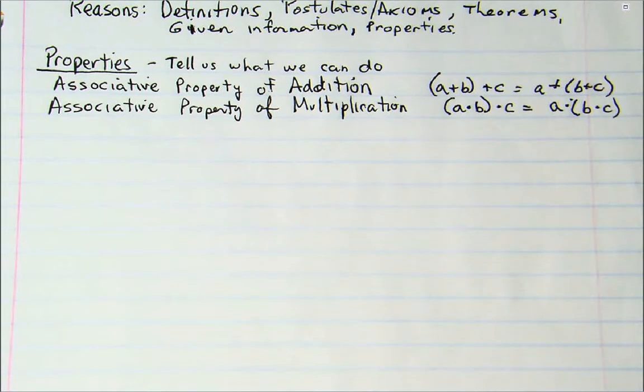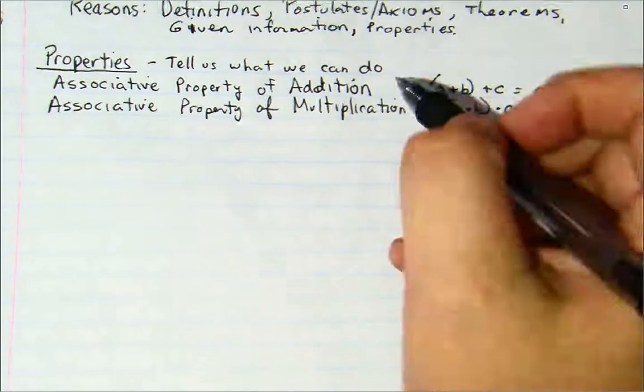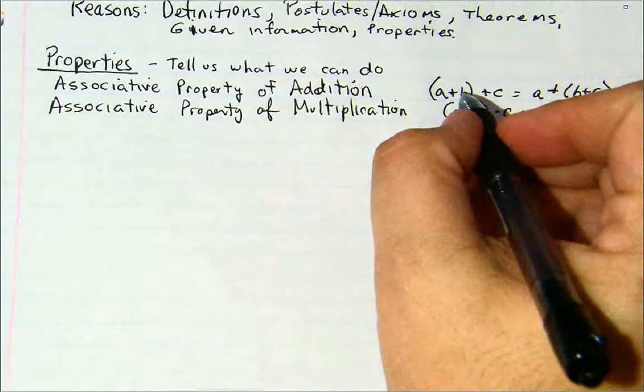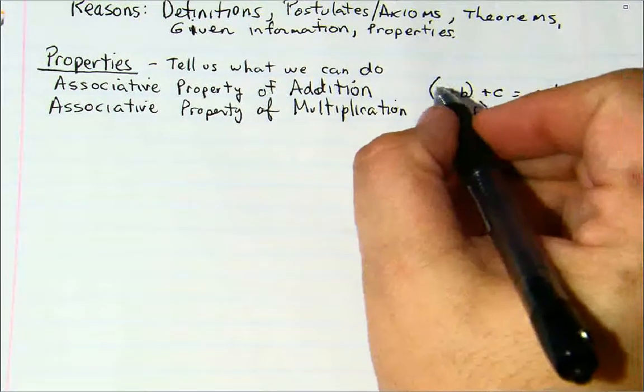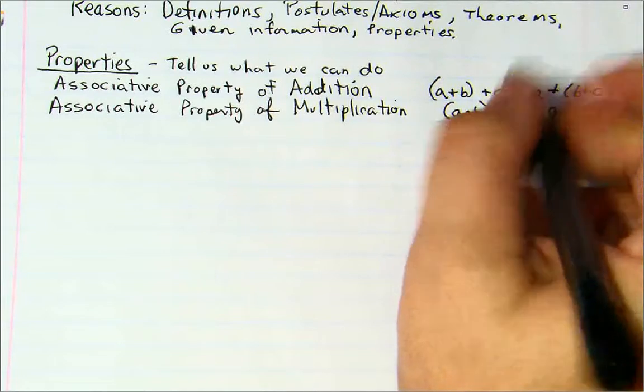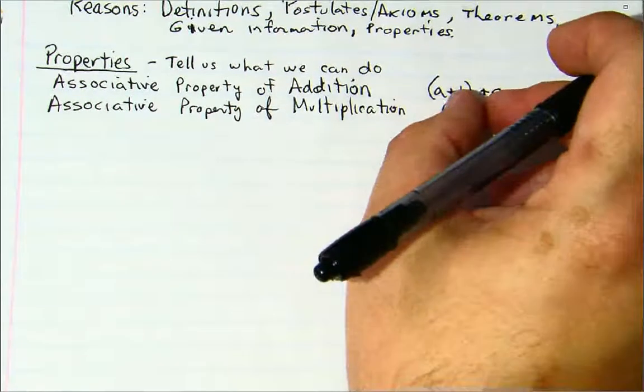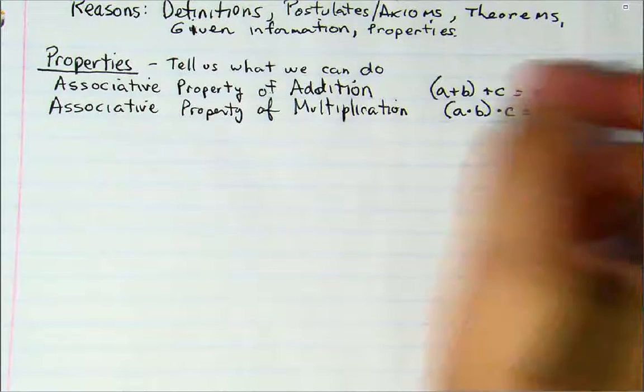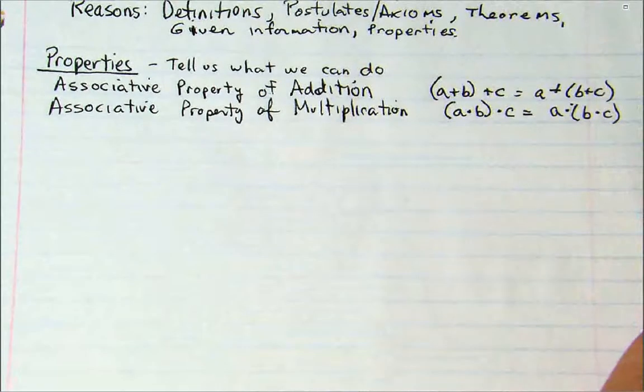Absolutely. You use the properties when it makes it easier for yourself. If this is 17 plus 5, and then plus 5, I'd add the 5 and the 5 together first, and then add that to 17. Because 5 plus 5 is 10. 10 is an easy number to use. So we use these properties usually to make things easier for ourselves.